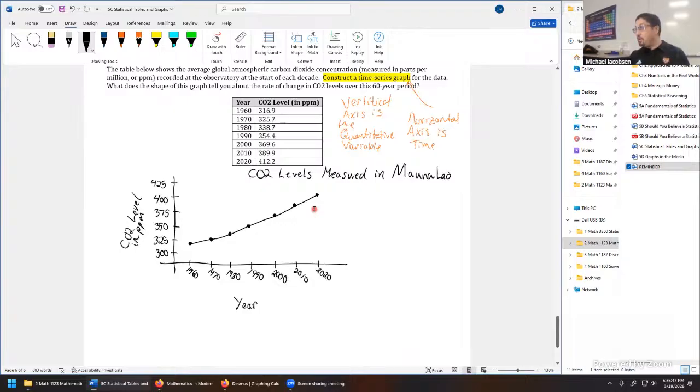This is the change in CO2 on a decade by decade basis from 1960 to the year 2020. All we now have to do is say something about this graph. Much like we did with the histogram, there's lots of different things you can say when it comes to a time series. Any volunteers for something you might say about this one?